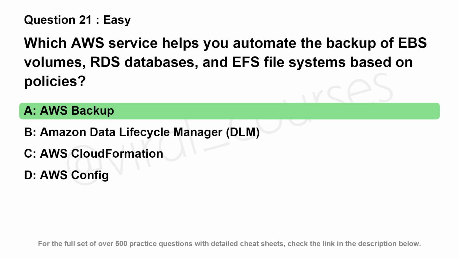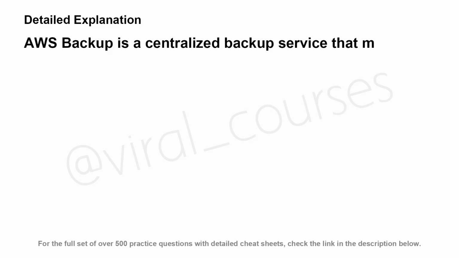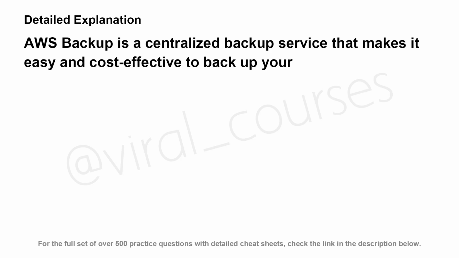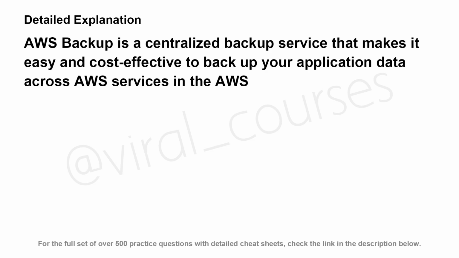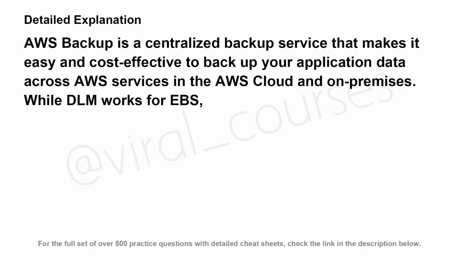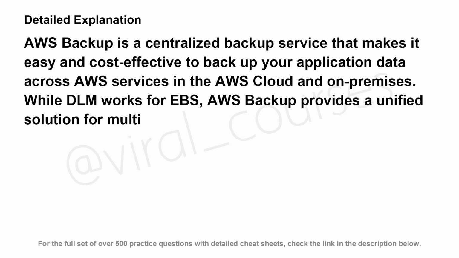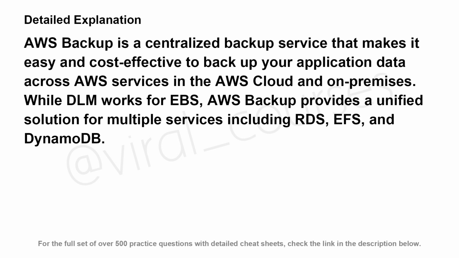The correct answer is A. AWS Backup is a centralized backup service that makes it easy and cost-effective to back up your application data across AWS services in the AWS cloud and on-premises, while DLM works for EBS. AWS Backup provides a unified solution for multiple services including RDS, EFS, and DynamoDB.